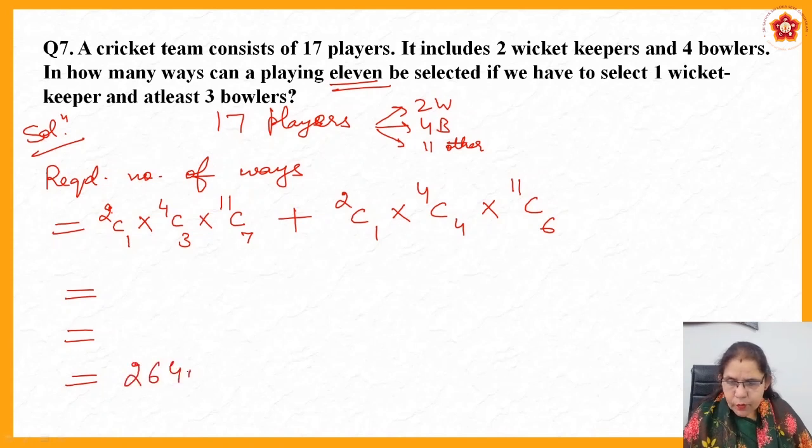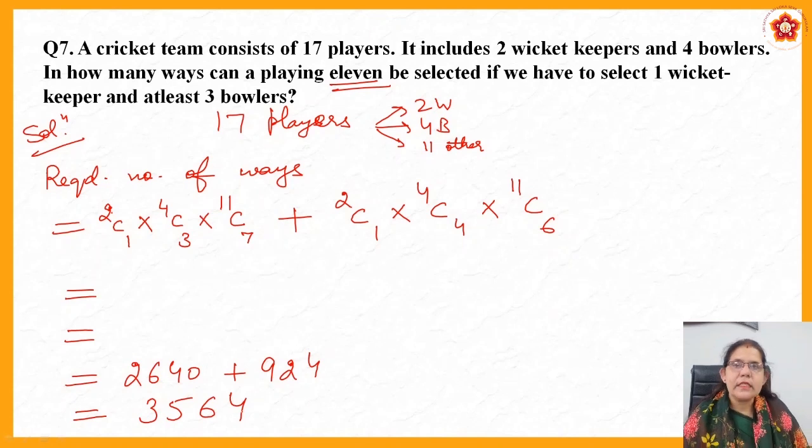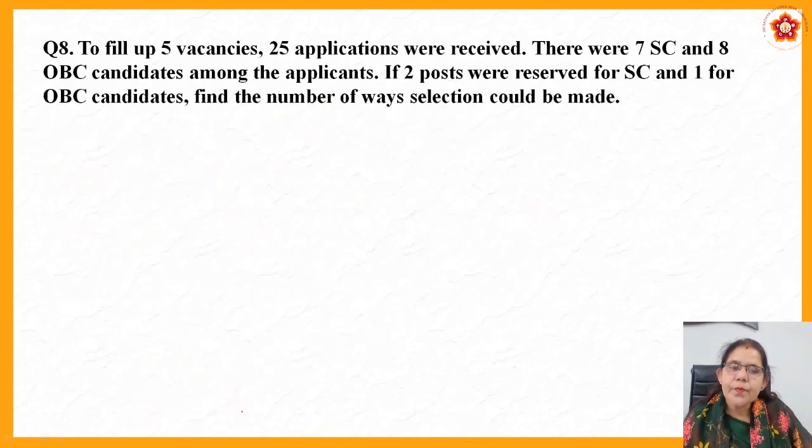On solving it, you will get 2640 for the first term and 924 for the second term when it is simplified, and the answer is 3564. Let's move on to the last question.